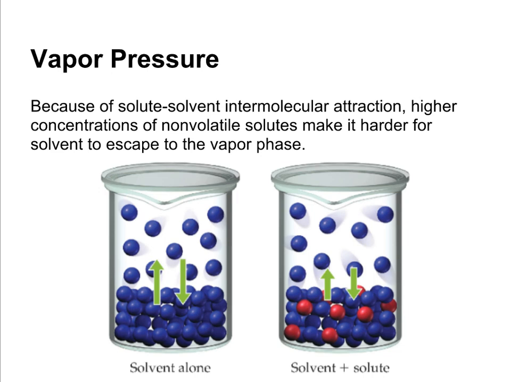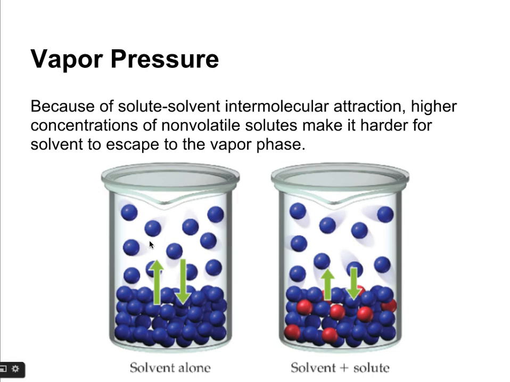We'll start with vapor pressure. Because of solute to solvent intermolecular attraction, higher concentrations of non-volatile solutes make it harder for solvent to escape to the vapor phase. What that means is, if you dissolve a solute in a solution, the vapor pressure is going to be lower because the solvent particles will be attracted to the solute particles.